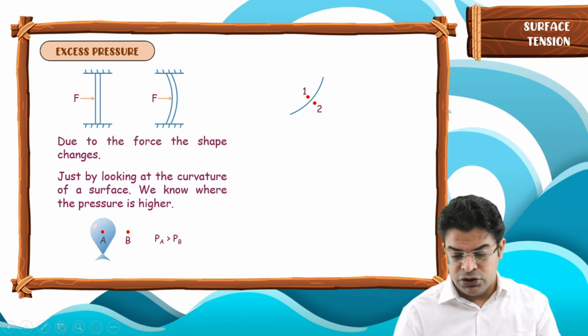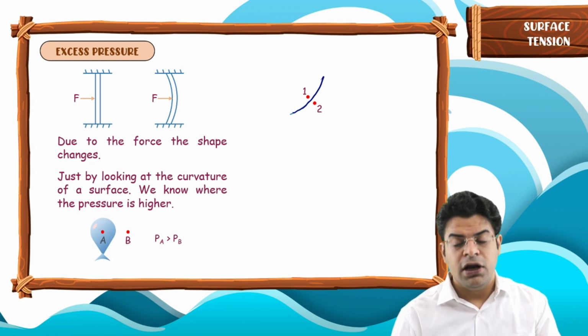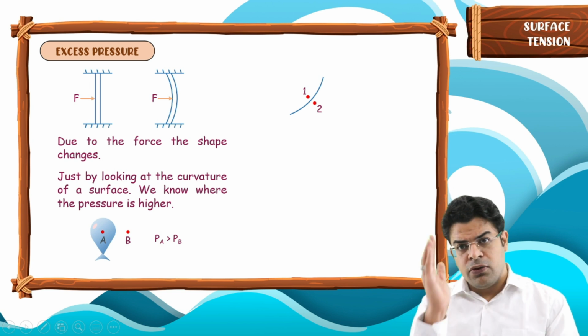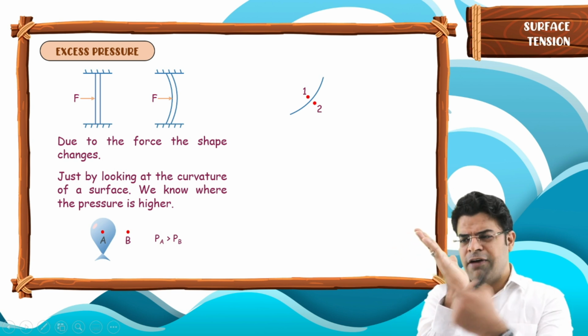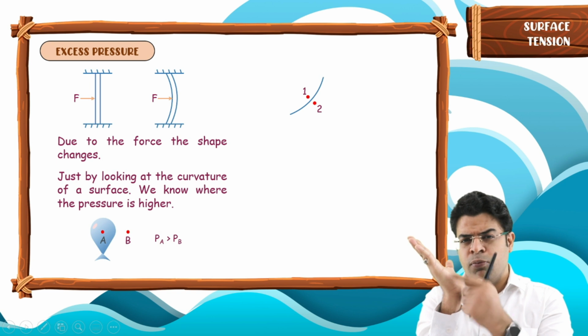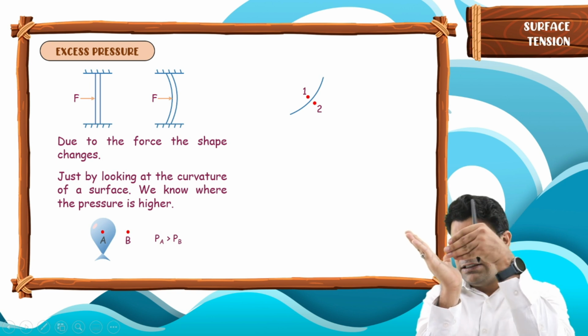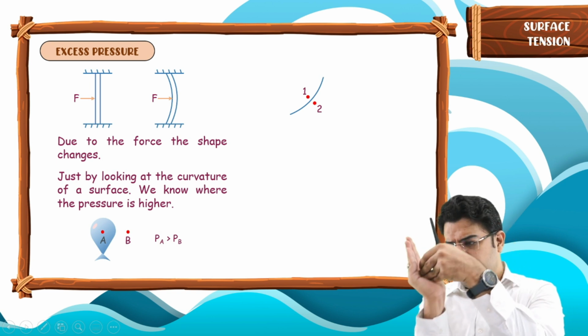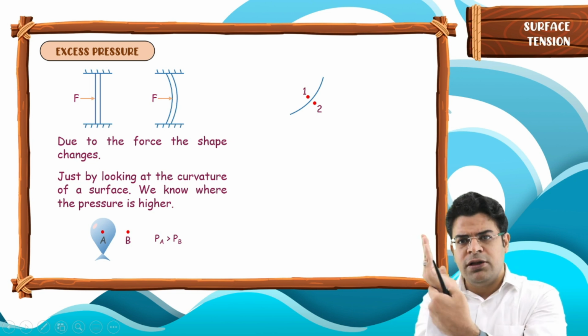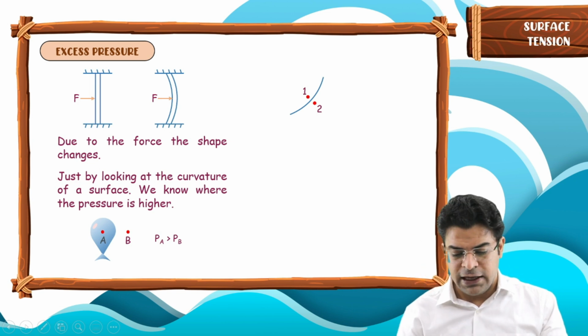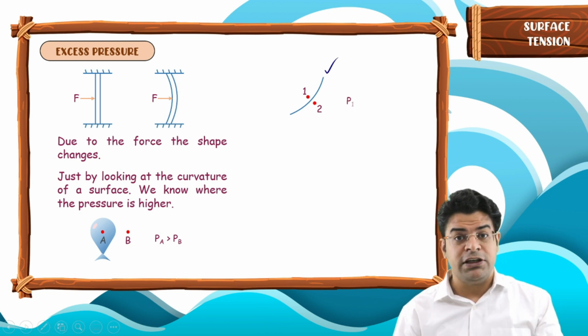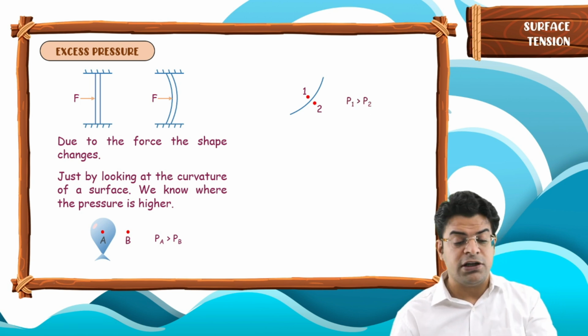So if tomorrow you see this type of curvature somewhere, tell me where the pressure is more, at 1 or at 2. So sir, just by looking at curvature, if no force would have acted or equal force would have acted from both sides, it will be straight. But now it has taken up this shape. This means that the pressure from the side 1 has to be more than the pressure from the side 2. So we can say that the pressure at 1 is more than the pressure at 2.